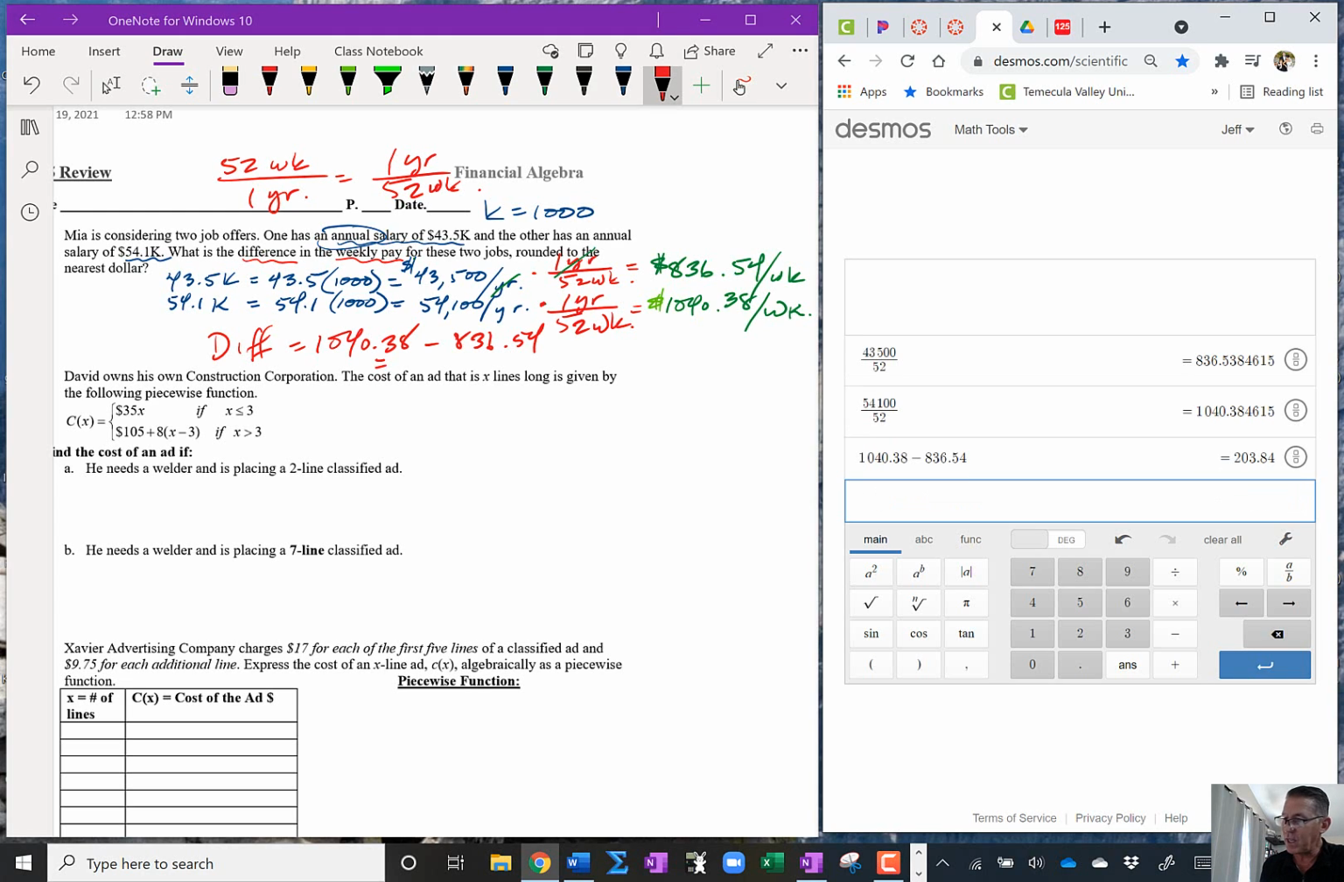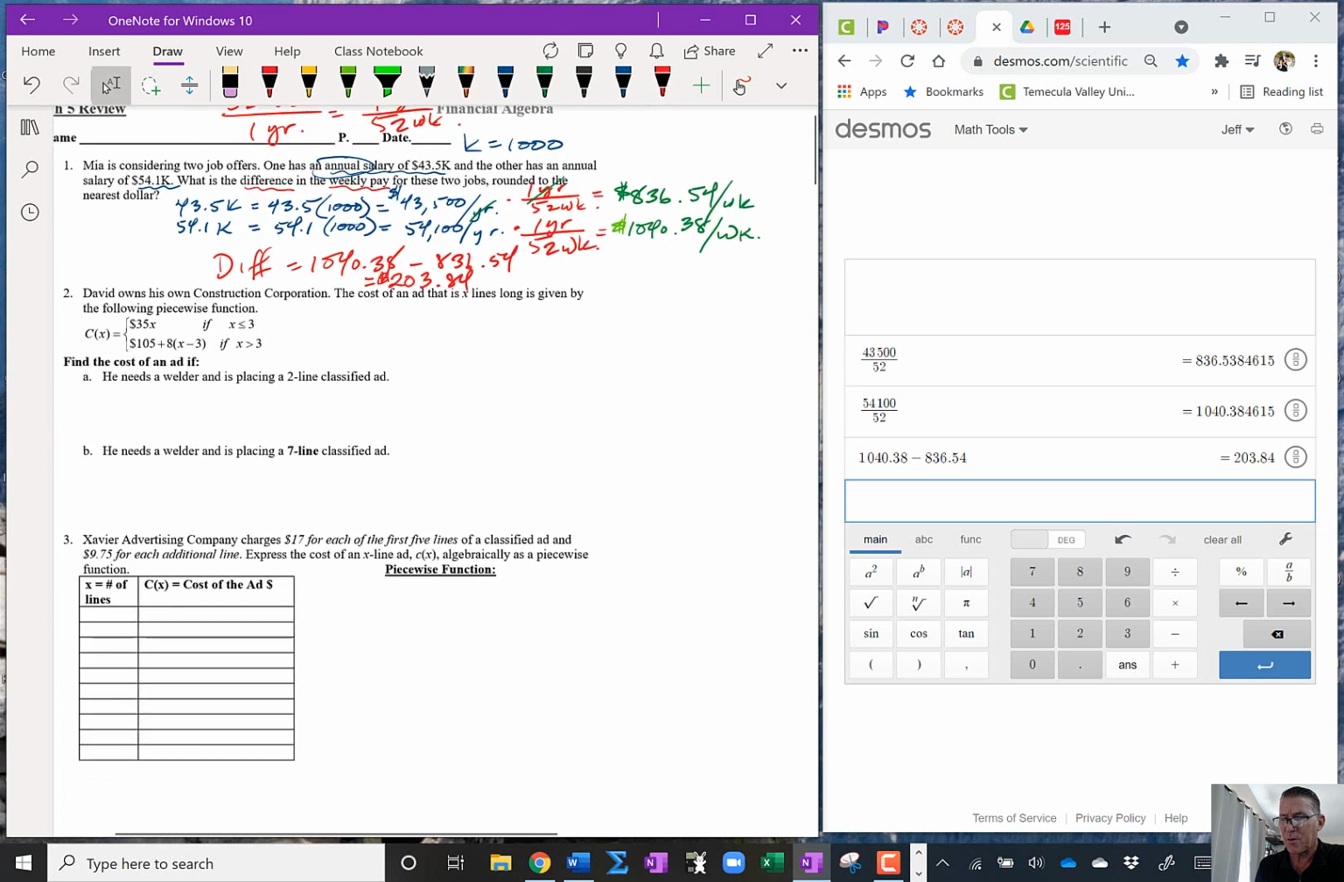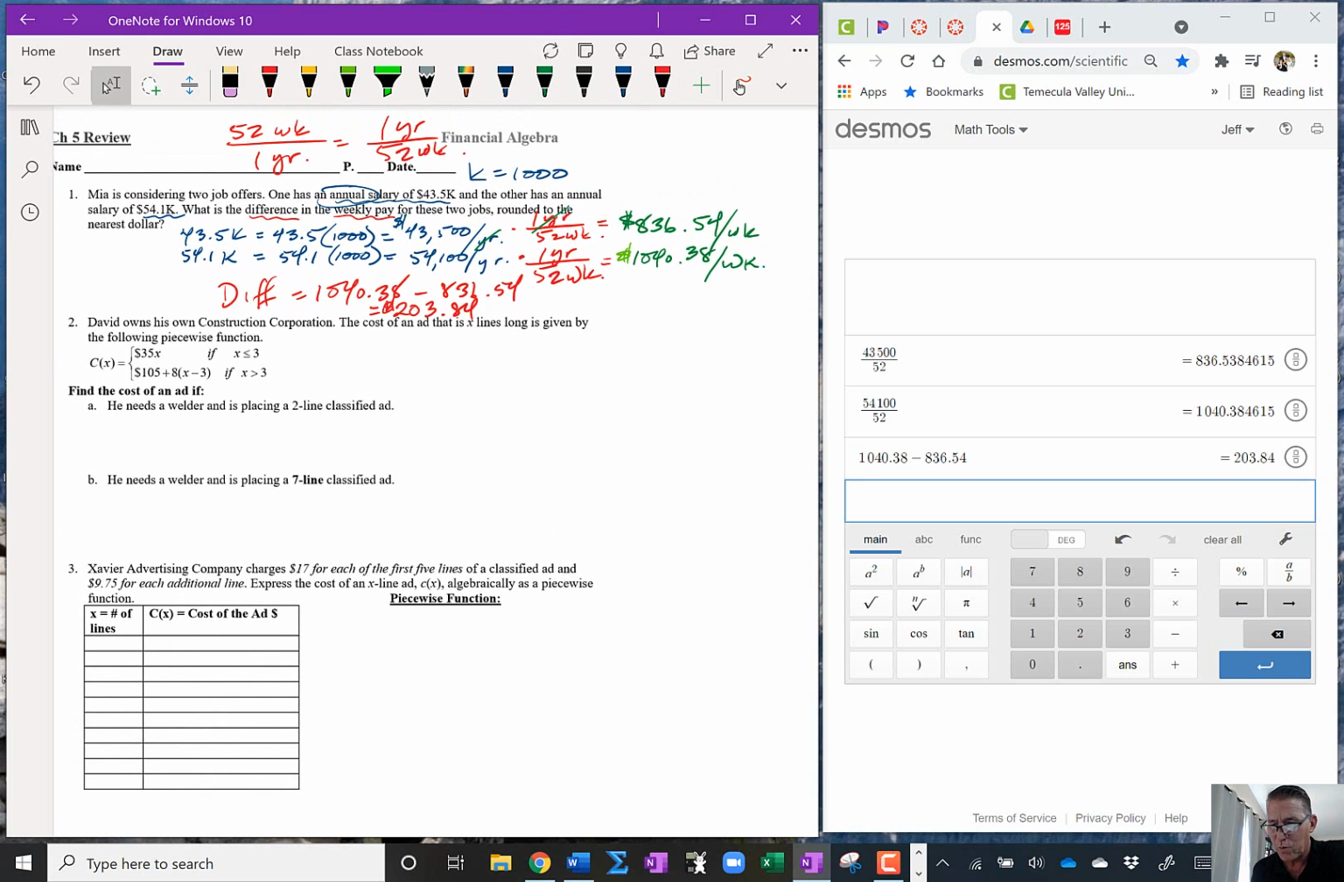And you get $203.84. So $203.84, and there's your difference. A simple calculation there, going from annual to weekly, given the fact that there are 52 weeks per year, or 1 year for every 52 weeks, however you want to use your conversion factors.